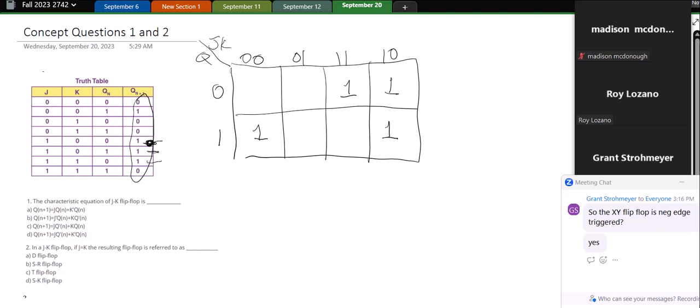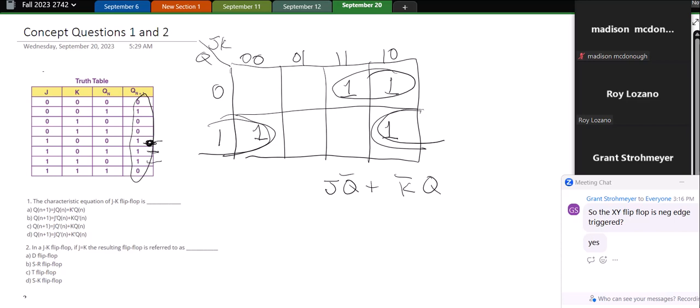And so our best cover of this will look like that. And so this top circle has J equaling 1 and Q equaling 0, so that's J Q bar. And this circle that wraps around has K equal to 0 and Q equal to 1. So this is J Q bar and K bar Q. That looks like D.